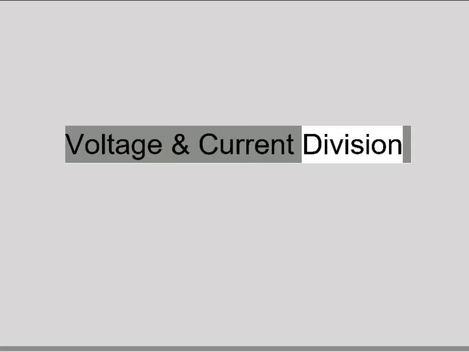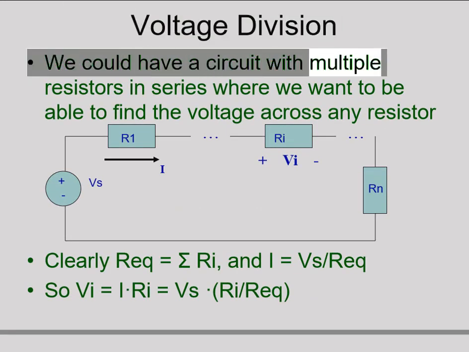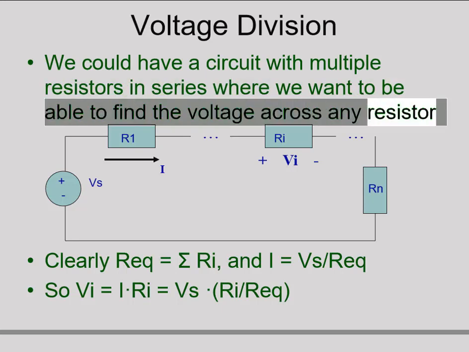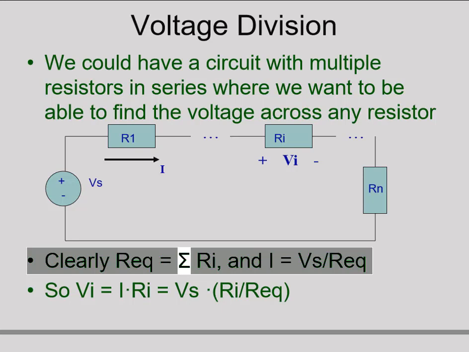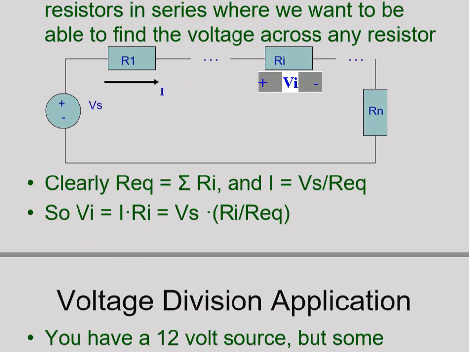Voltage and current division. Voltage division: we could have a circuit with multiple resistors in series where we want to find the voltage across any resistor. Req equals sigma Ri, and I equals Vs/Req, so Vi equals I Ri equals Vs Ri/Req.